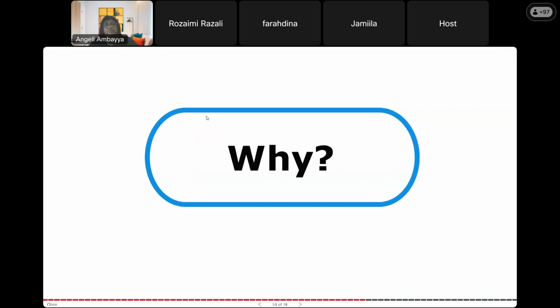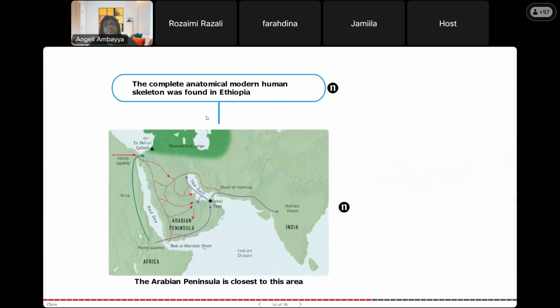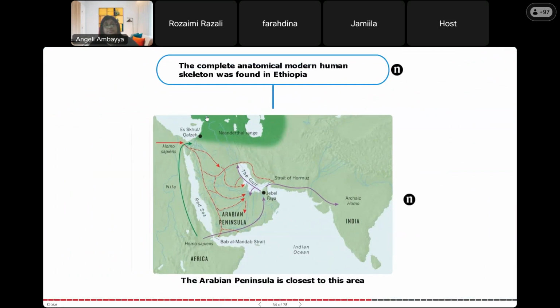So why do we study genetic admixture? There are several reasons why we would be interested to investigate the genetic admixture of a population. In terms of the Middle Eastern or the Arab admixture, it is interesting because the first complete anatomical human remain was found in Ethiopia. It is located very close to the Arabian Peninsula. Here there is a very narrow crossing called Bab al-Mandeb Strait. So that's number one.